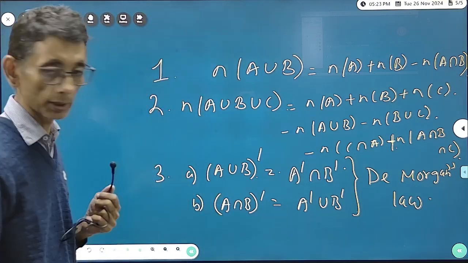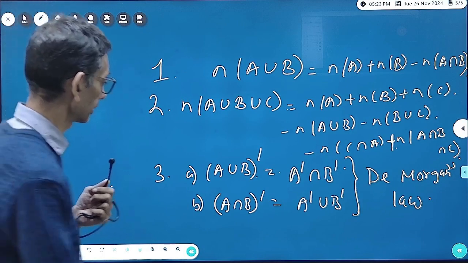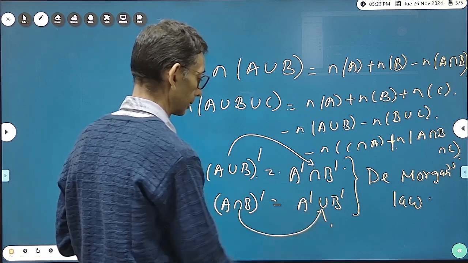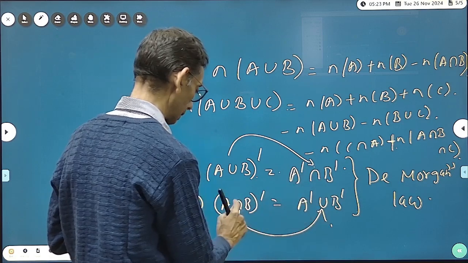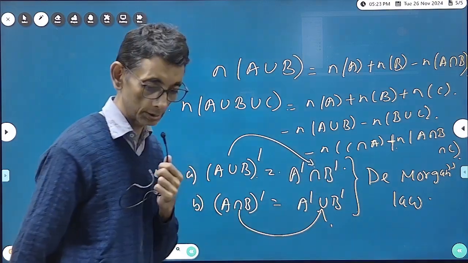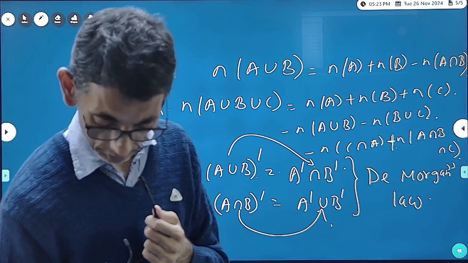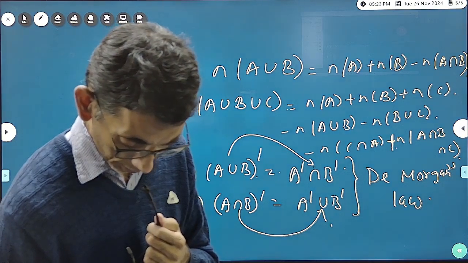It means A union B complement is equal to A complement intersection B complement. Where there is union, it will become intersection with complement, remember. And where there is complement, there will be union. A intersection B complement, when there is a complement, the sign will change. When the complement is there, the sign changes. These two laws together are called De Morgan's laws. Yeah, so try question answers.